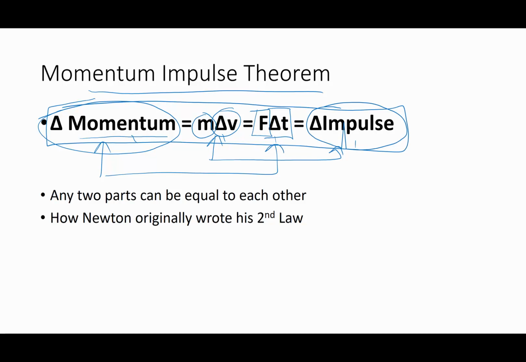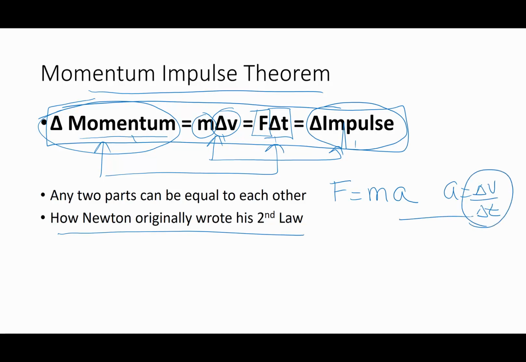The other thing that's kind of nifty about this momentum impulse theorem is that this is how Newton originally wrote his second law. You and I are used to Newton's second law being force equals mass times acceleration. Well, acceleration is defined as a change in velocity over a change in time. If I transfer that into F equals ma, I end up with force is mass times a change in velocity divided by a change in time, or force times change in time is mass times change in velocity.